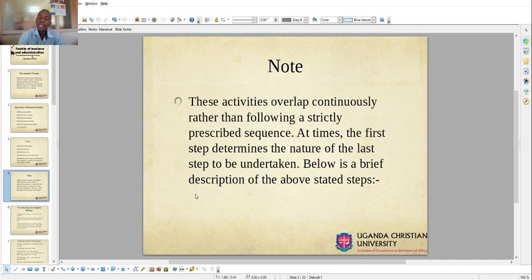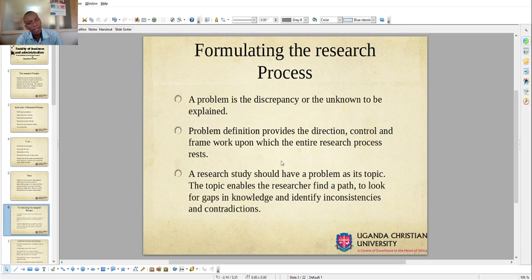We should note that these activities overlap continuously rather than being strictly prescribed. So you find that they kind of overlap. And we are saying at times the first step determines the nature of the last step to be undertaken. So you should have in mind the fact that these at times overlap. So the first step is formulating the research problem. This has to be formulating the research problem, not just formulating the research process, formulating the research problem.